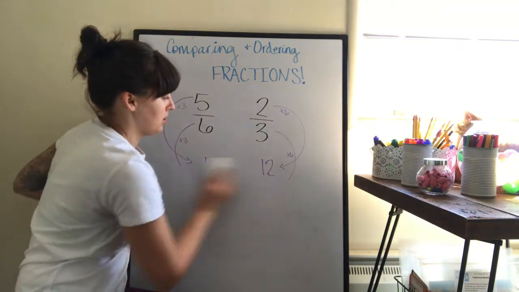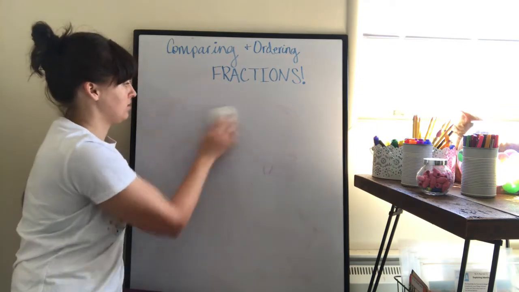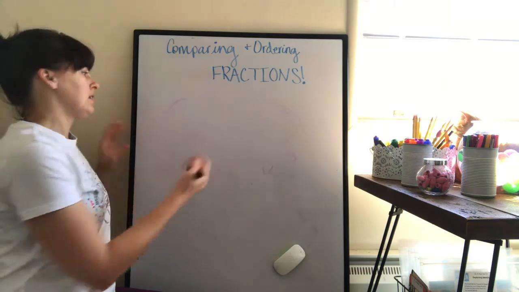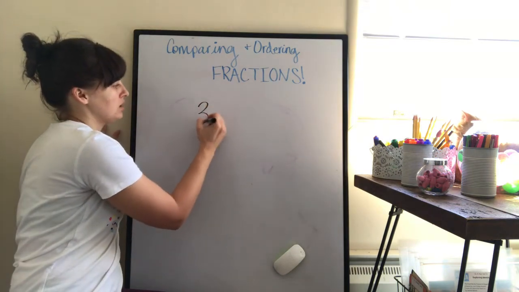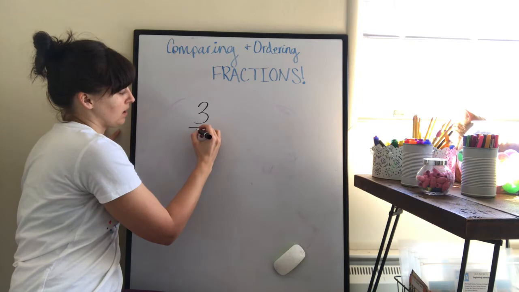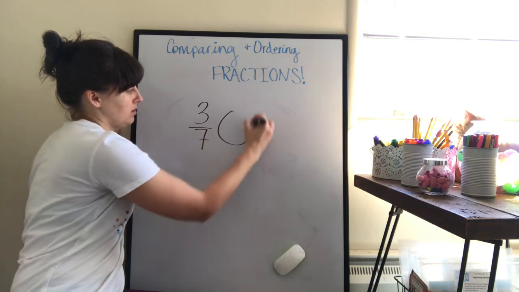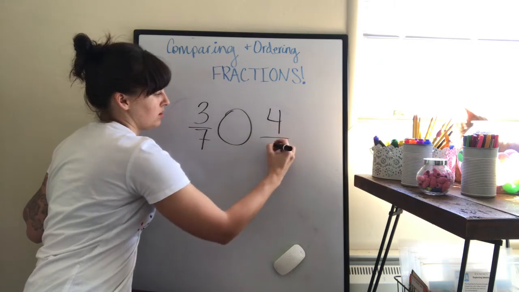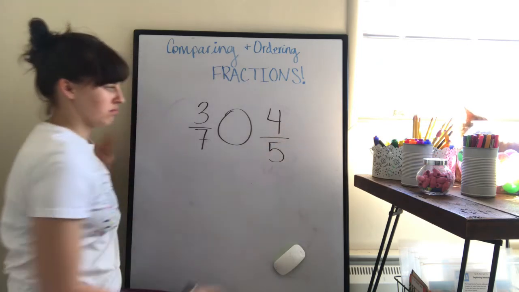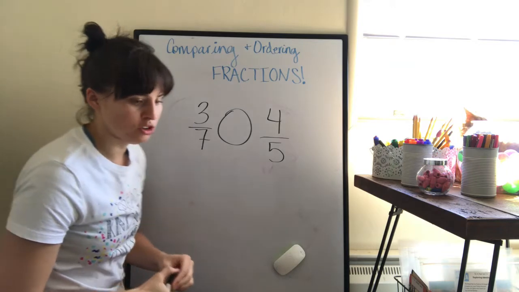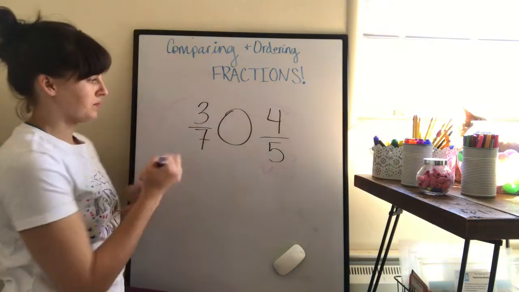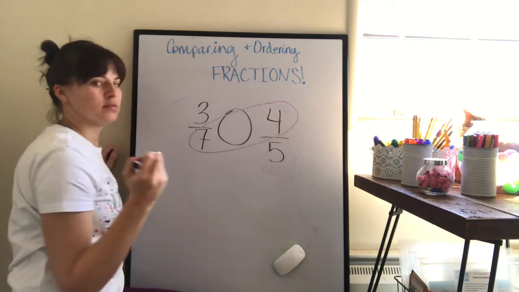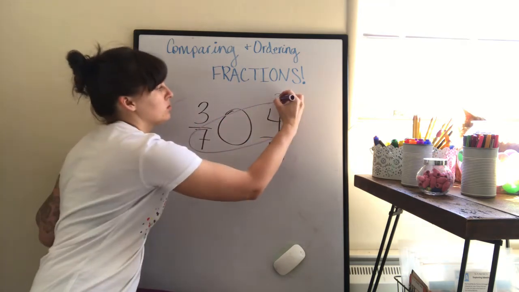Let's do one more example of comparing. I know you guys got this. But let's do another one. Let's do 3, I don't know, sevenths and 4 fifths. And we'll just cross multiply. 7 times 4, 28.